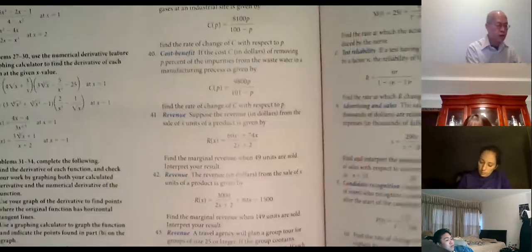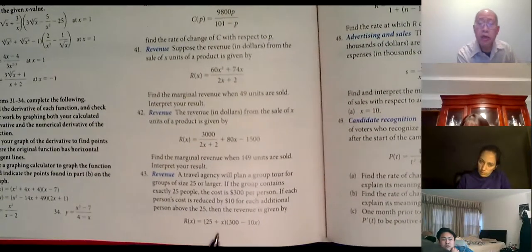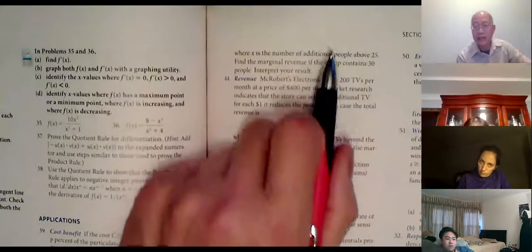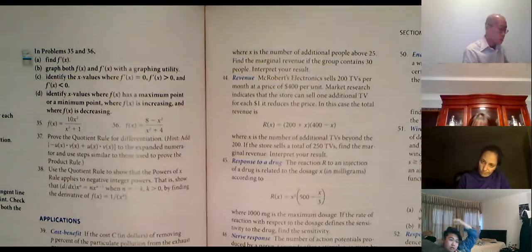All right. So what do you do here? Take the derivative. You are going to use the product rule. And then once you get the product rule, you plug in 5, not 30. All right, so that is that.